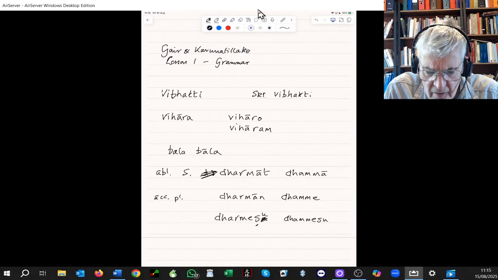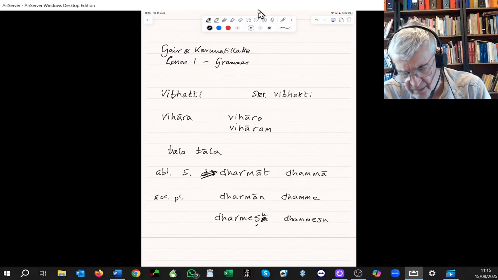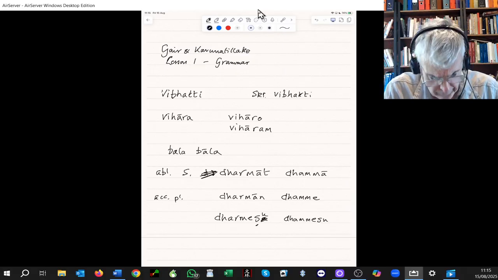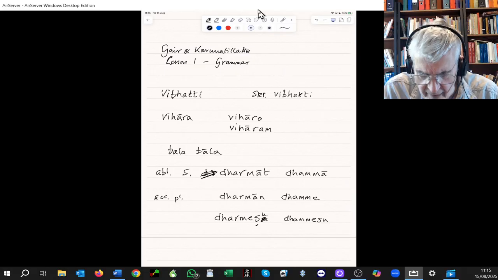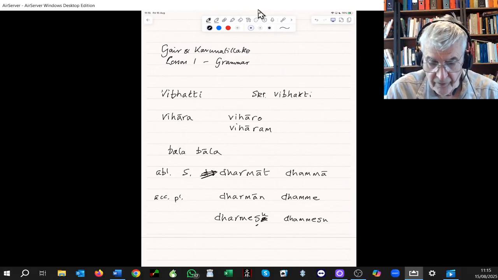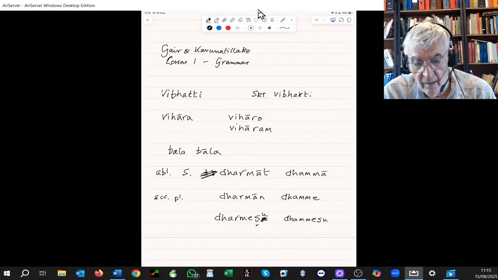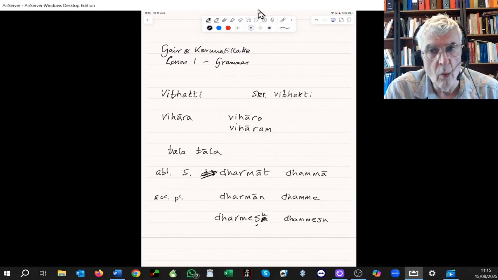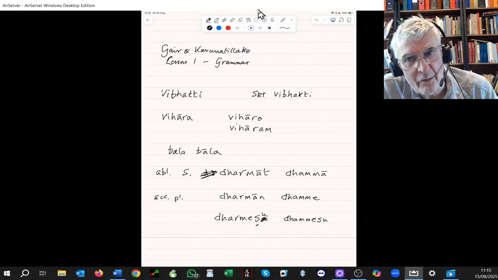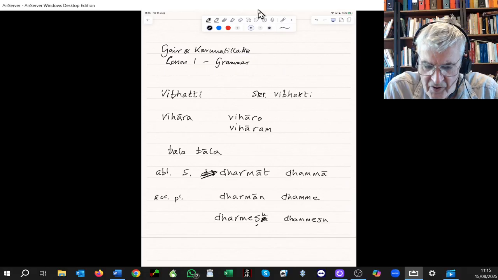Now we're going to look at the neuter stems. The effort of learning here, if you've learnt the declension of dhamma in the table in the middle, then you've done most of the work, almost all of the work you need for the neuter forms. I'll explain in a moment.